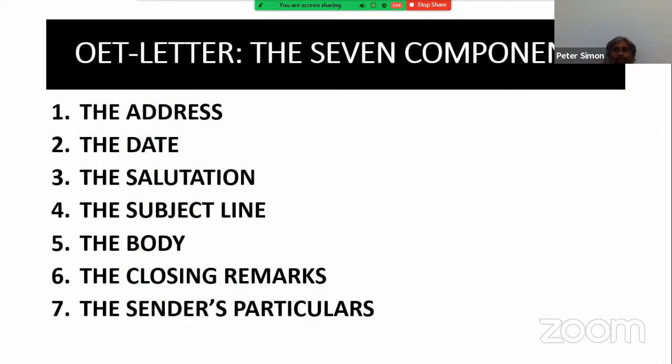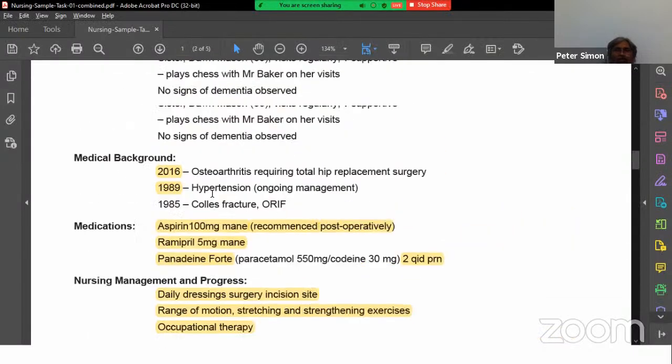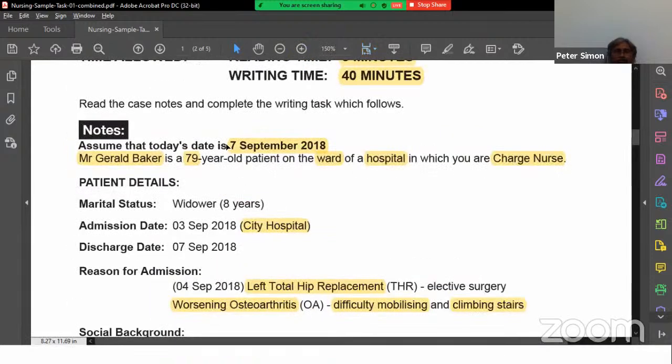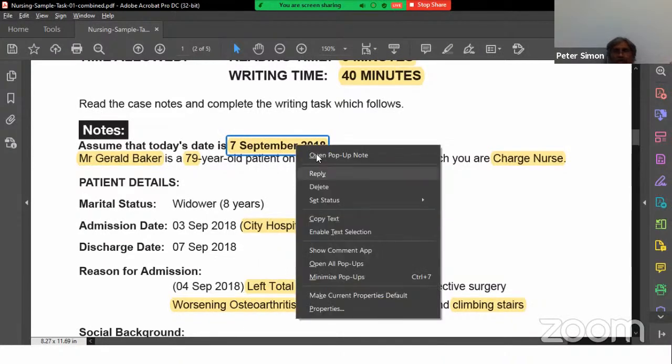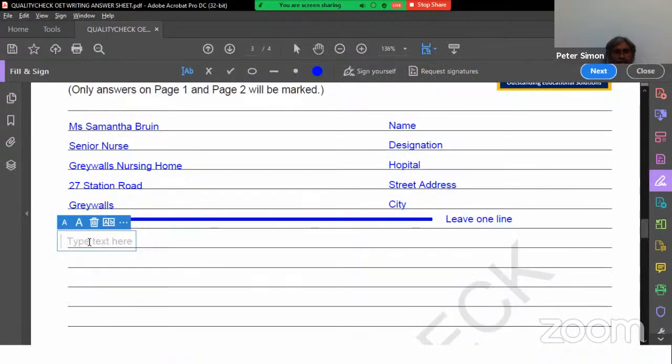Where do you find this date? The date is at the very beginning. You go to the very beginning. Here it is, 7 September 2018. Just copy and paste. That's today's date. So you're writing the letter today. So today's date.